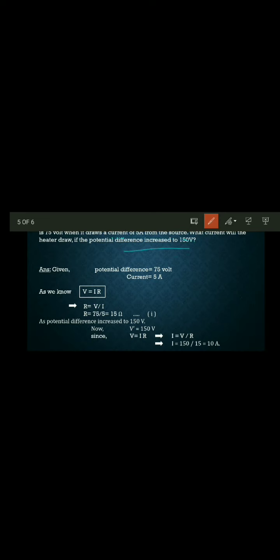So before solving this, let's calculate the resistance value from these two given values. The potential difference is 75 volt, and the current is equal to 5 ampere. Now what is the formula of Ohm's law? V equals IR. So by using this relation V equals IR, what have we calculated here? The resistance value. Now you have the resistance.